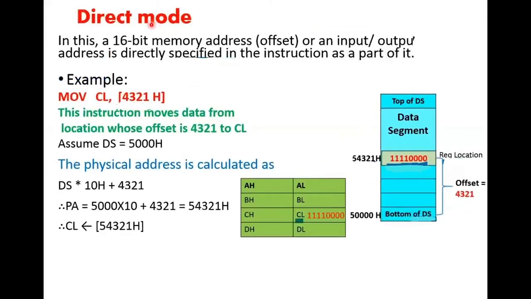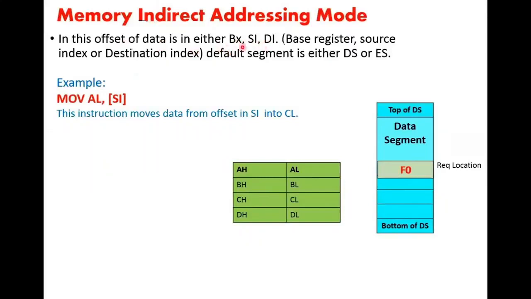If it is given with any one of these registers, then it is indirect addressing mode. And again, as I told you, the default segment is DS or ES segment. Here we have taken the data segment only. Whenever we are taking SI or DI, that time along with the data segment, the extra segment also will come.